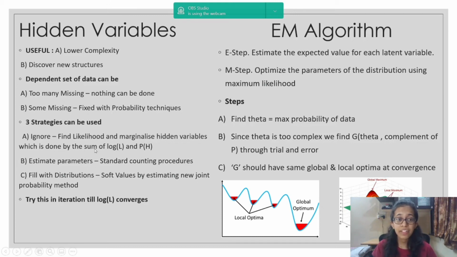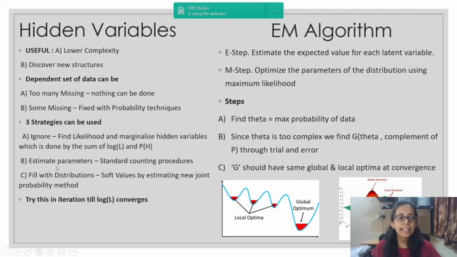Now there are three strategies that can be used to find these hidden variables, and these three strategies are the generalized version of the EM algorithm that we're studying next. The first is we can ignore them. We can use likelihood and marginalize the hidden variable, and we find the sum of log L and pH. Now log L is the logarithm of the maximum likelihood, and pH is the probability of those hidden variables. We take the sum of them and we marginalize those variables into finding the maximum likelihood.